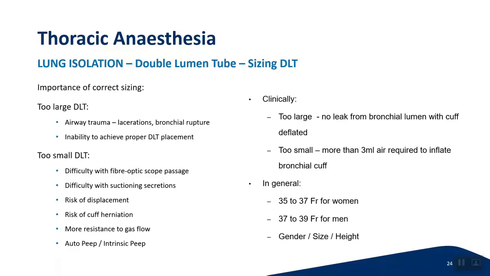The most accurate method of selecting the size of the DLT uses measurements of the left main stem bronchial diameter from a CT scan. A traditional approach would be to use 37 and 39 French DLTs for average-sized female and male patients respectively.